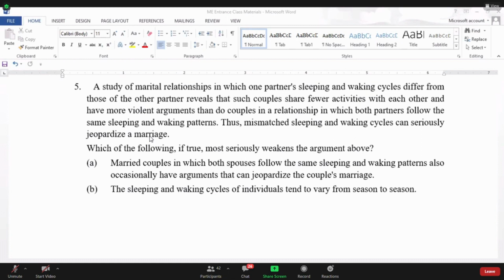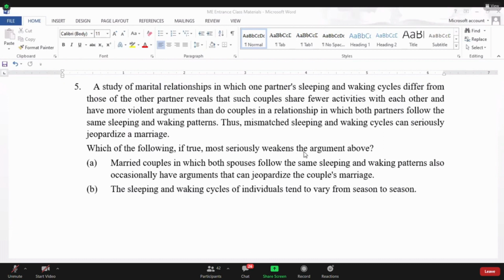Isn't it? It's not just that, they can even get divorced. If they don't have the same sleeping and waking patterns, then the marital relationship is in danger. Isn't it? They even get divorced. This is what is given, right? Now, from the options, what do you have to find out?